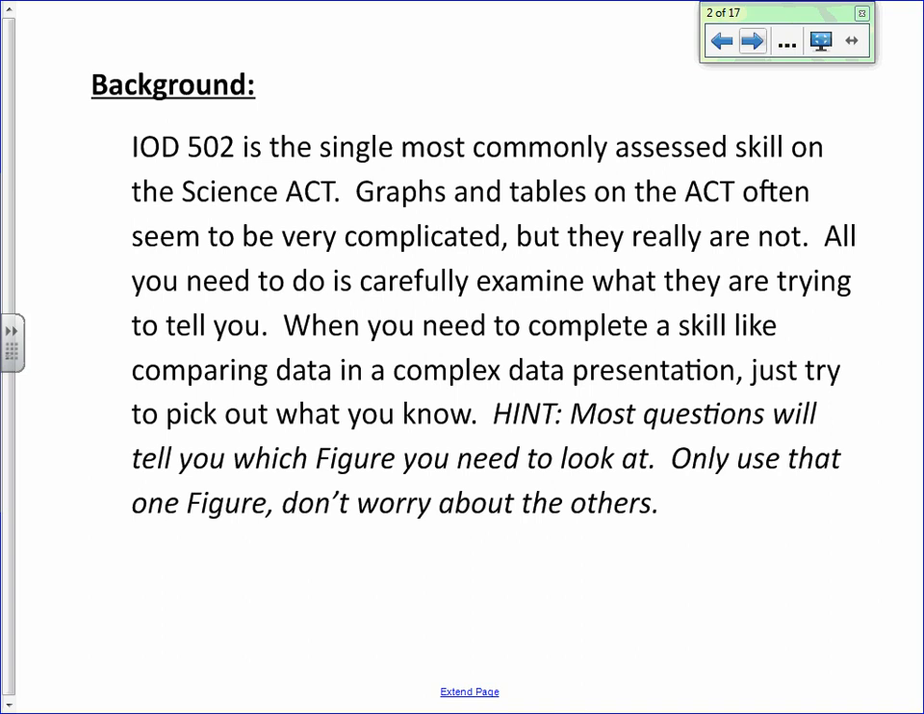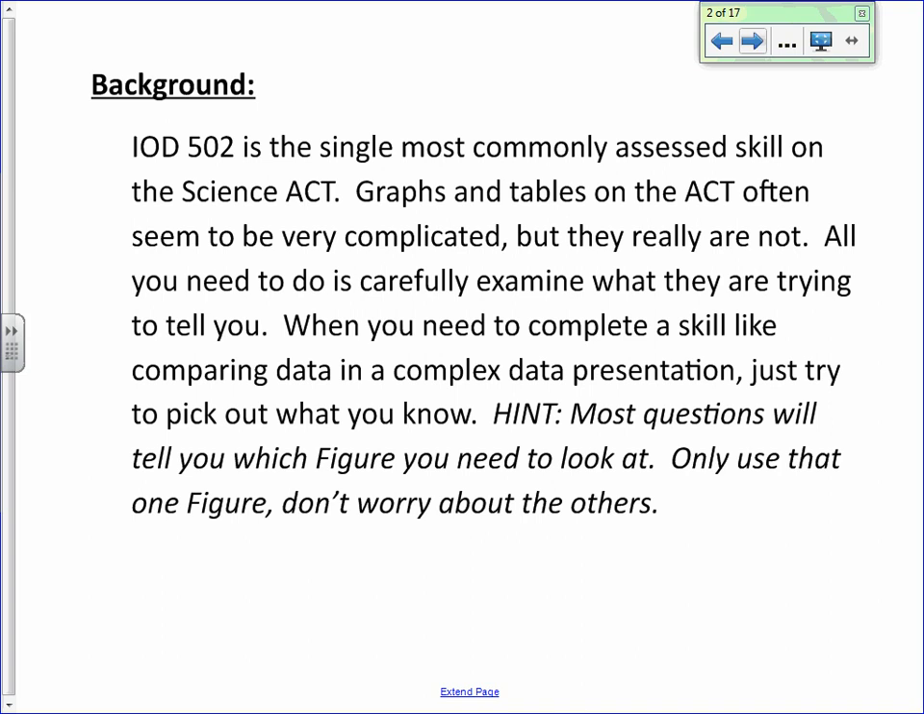IOD502 is the single most commonly assessed skill in the science ACT. Graphs and tables on the ACT often seem to be very complicated, but they really are not. All you need to do is carefully examine what they are trying to tell you. When you need to complete a skill like comparing data in a complex data presentation, just try to pick out what you know. Hint: most questions will tell you which figure you need to look at. Only use that one figure. Don't worry about the others.